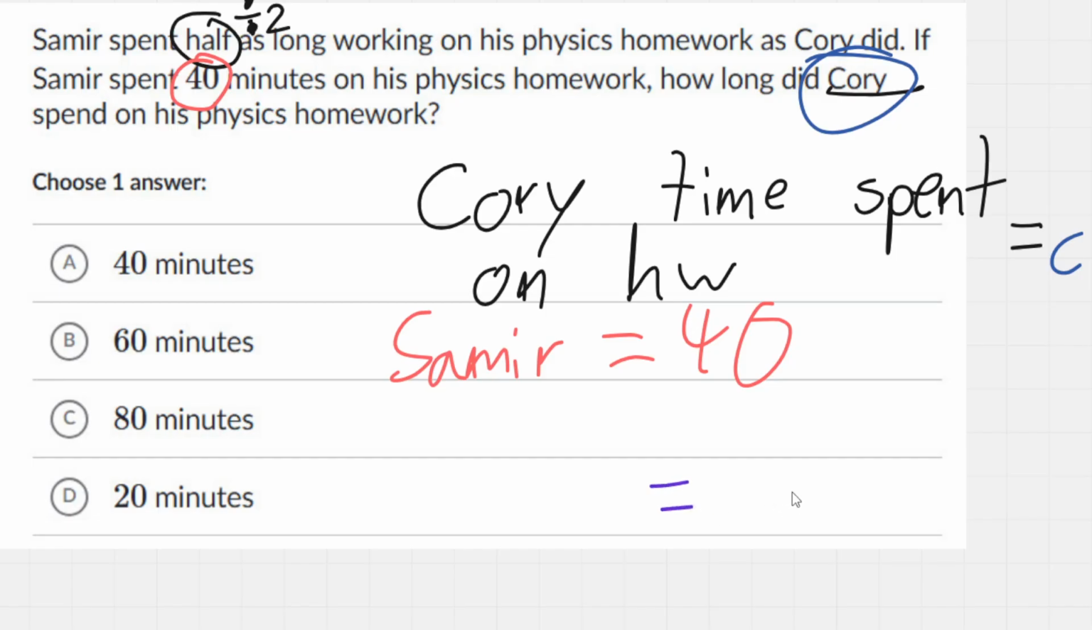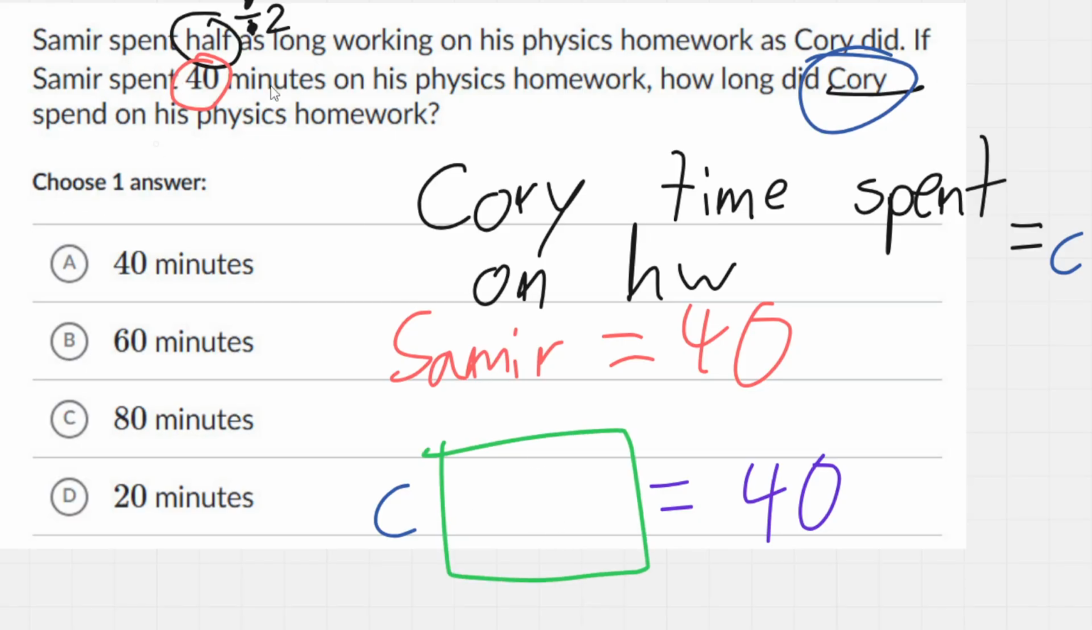Okay. So let's say then we have 40. Again, Samir spent half as long working. That is my other value. So if S equals 40, okay, right? And then we have Corey is here, which is C. What am I going to do here at this final point?